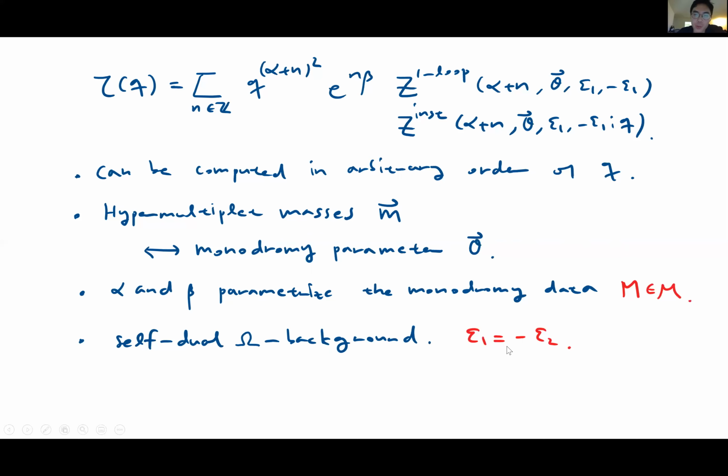Okay, so what does it mean? On the right-hand side, we have some formal sum. We know how to compute it, but what's the meaning of this infinite sum, and why does the self-dual omega background come out? It's not very clear, and that's the main focus of this talk.